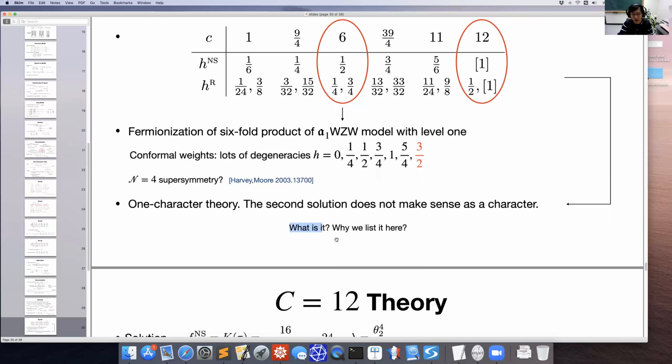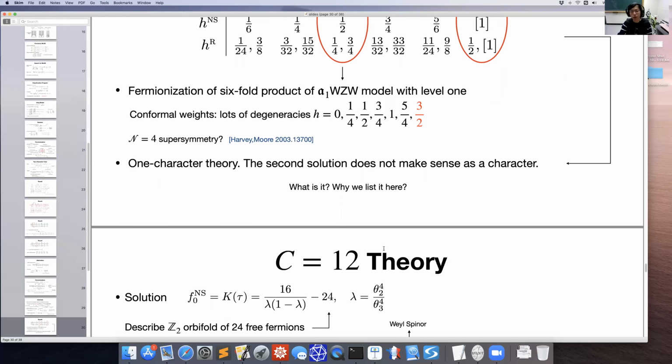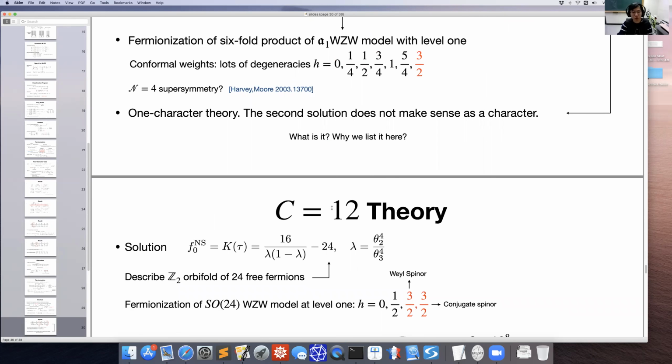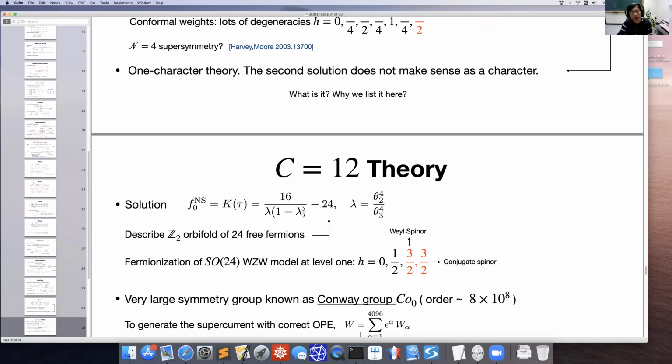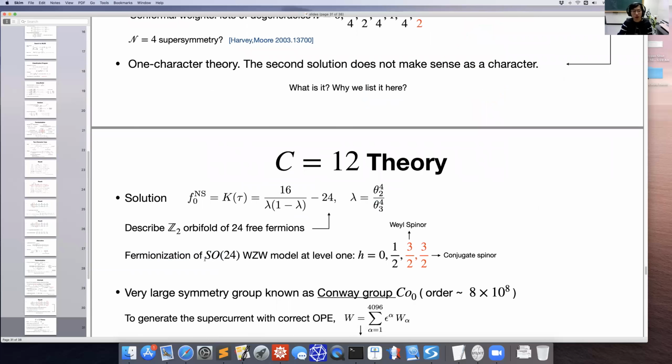Okay, so now let me first address the first question. This c equals 12 theory has a solution which takes the following form. A way to describe the theory is to consider the Z2 orbifold of 24 free fermions. Here, the minus 24 is to kill all the free fermion currents. Another way to describe it is to start from the bosonic theory of the SO(24) WZW model at level 1. And it has the following conformal primaries.